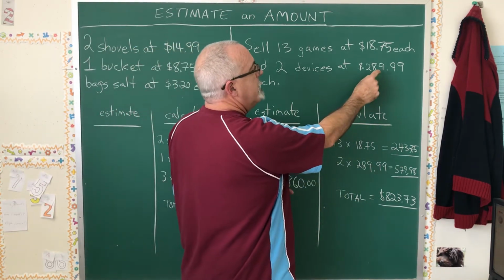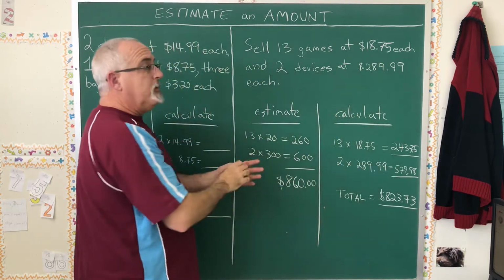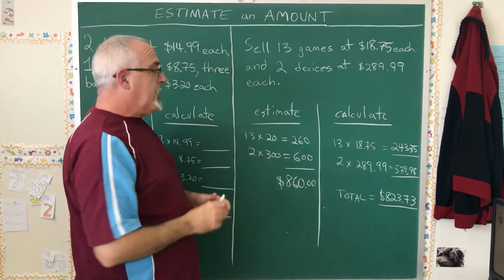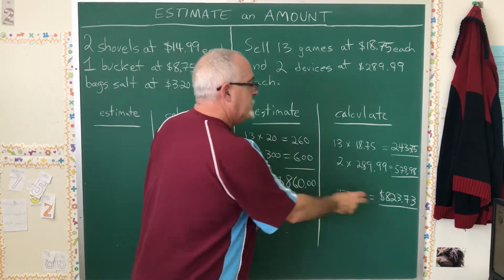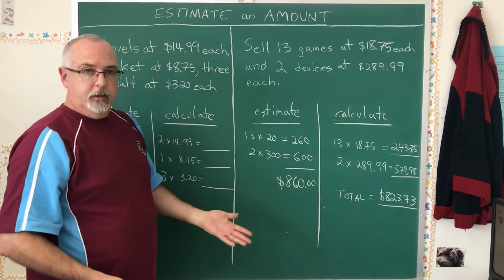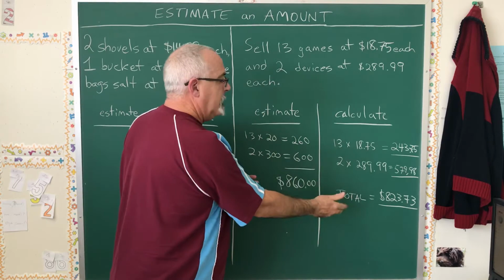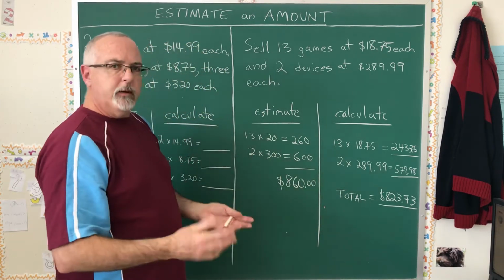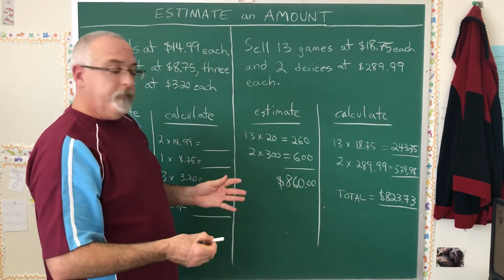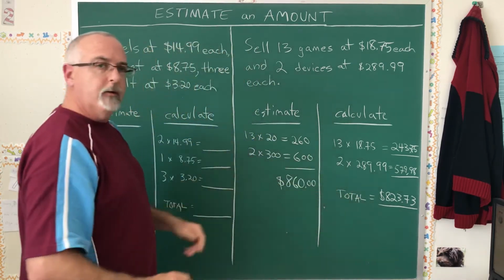If you had used 290 for this, 19 for that, you would get an estimate which would probably be a better estimate. But either way, we end up with an answer that's pretty close to the calculated answer. And that's the whole point of estimating. Because if we estimate an answer and then calculate it, and the two values we get are very different, we know something's wrong. But when we estimate 860 and get 823.73, we can feel confident that we might have done it right.